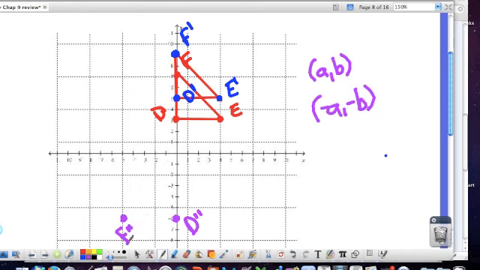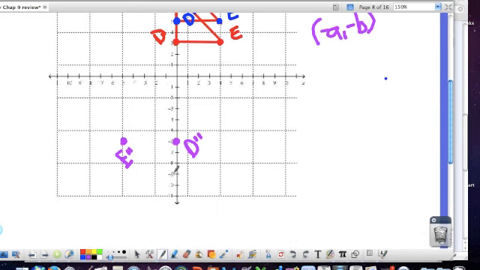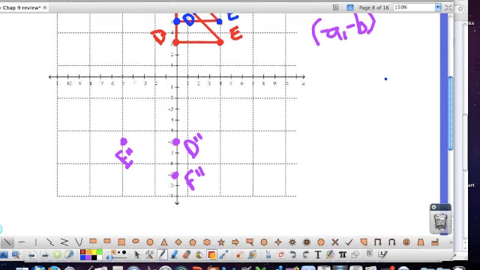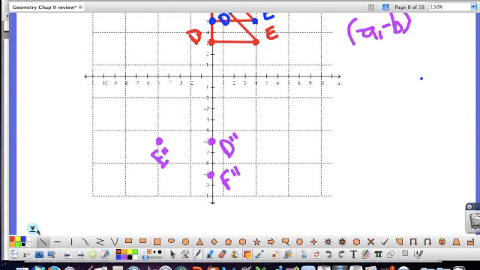And that's the E. And F was at 0, 9. It's now going to be at 0, negative 9. So I'm going to go ahead, use my straight line tool, try and get it in black, see if that works. There we go. And that is my new triangle.